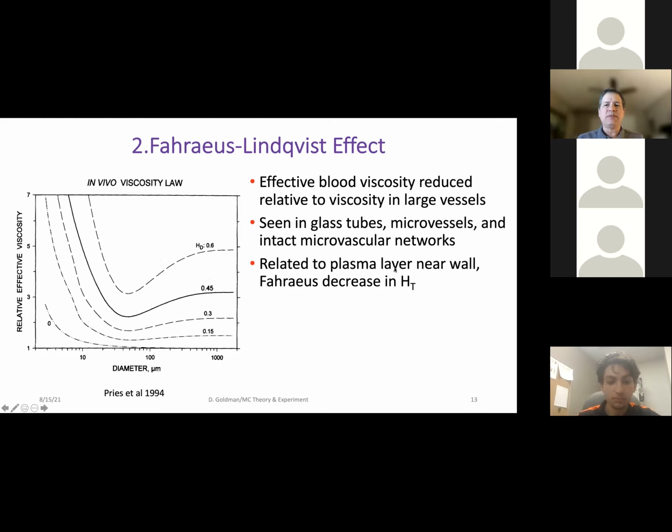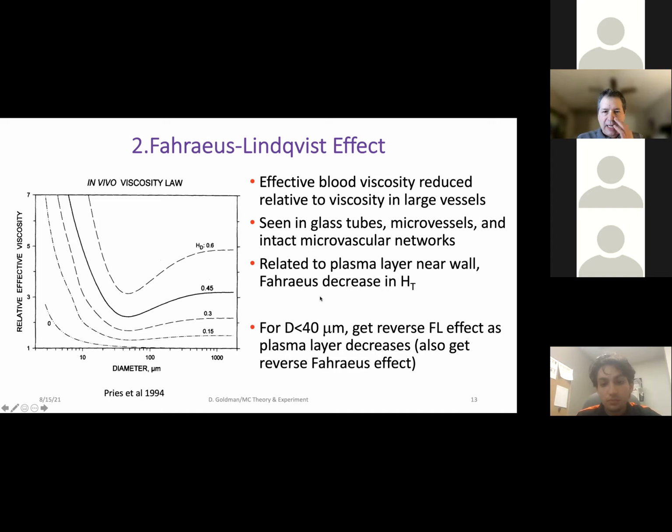And it's related to this plasma layer near the wall and this Fahraeus effect decreasing tube hematocrit. Okay? So hematocrit affects viscosity. If you decrease your effective hematocrit, then you decrease your effective viscosity. Okay? And so that's the explanation. And one thing to keep in mind is over here, you see viscosity going up. So that's called the reverse Fahraeus-Lindquist effect. So as vessels get really small, like small capillaries, red cells have to squeeze through, the plasma layer gets squished, gets smaller. And so you get back to the situation where you have systemic hematocrit and systemic viscosity. Okay, so reverse Fahraeus-Lindquist and reverse Fahraeus effect.